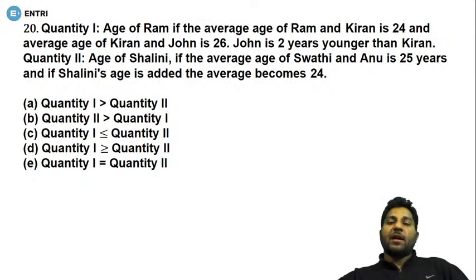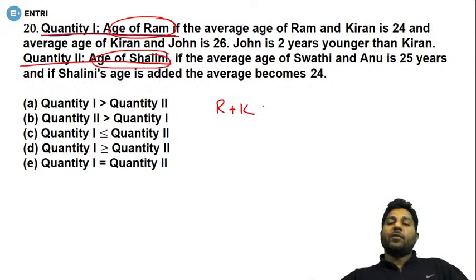Look, this is a new kind of inequality, the quantity 1 and quantity 2 kind of question. Quantity 1 is the age of Ram. Quantity 2 is the age of Shalini. If the average age of Ram and Kiran is 24 years, that means 48. If the average age of Kiran and John is 26, that means 52.